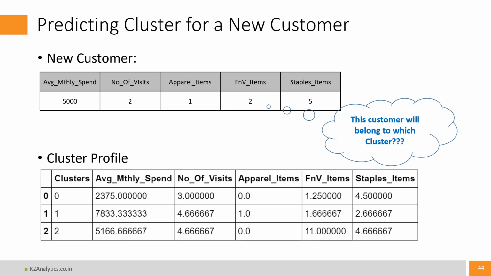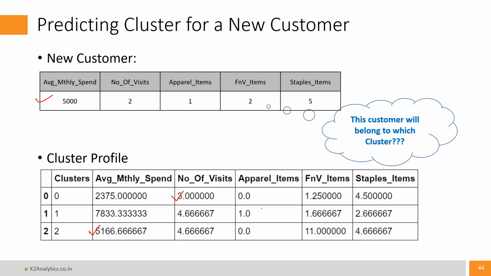Where do I put a new customer whose characteristics are: average monthly spend is 5,000, number of visits is 2, the person has bought apparel, FNV is only 2, staples are 5 items? Where do I put this customer? The answer may not be self-obvious. If I see 5,000, then this person should be here. But if I see visits, the visits are only 2, so this customer should be here.